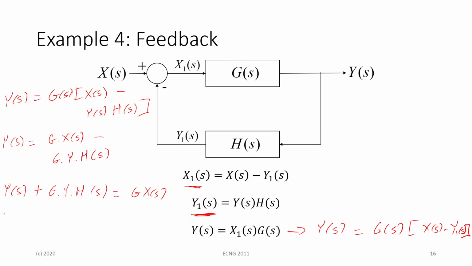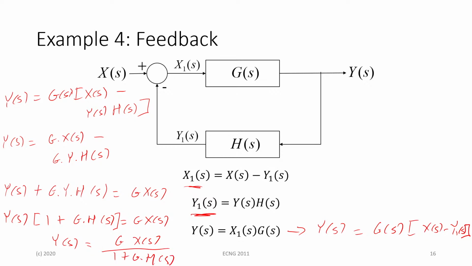Let's factorize out our y of s, so we get y of s times 1 plus g h of s equal to g x of s. And then we just want the y of s on the left hand side of our equation, so we get y of s equal to g x of s all divided by 1 plus g h of s.